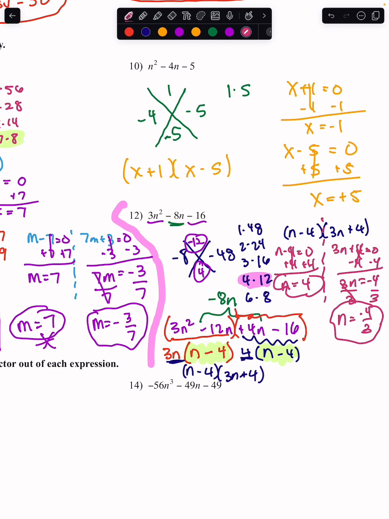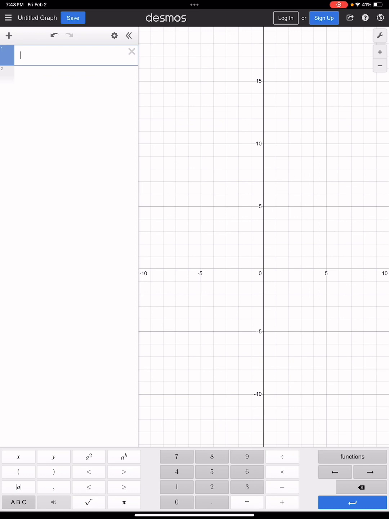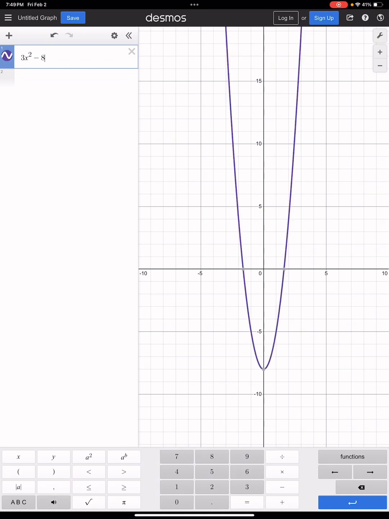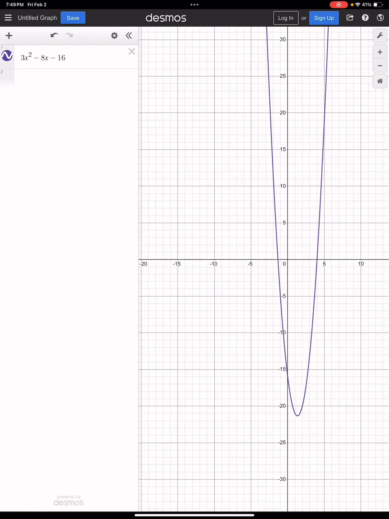So when we go to Desmos, the very first thing, remember, anytime we're trying to compare anything, we always have to type the original in Desmos first on the first line. That's ideal. And remember, change everything to x. So we got 3x squared minus 8x minus 16. Bam, we got our parabola.